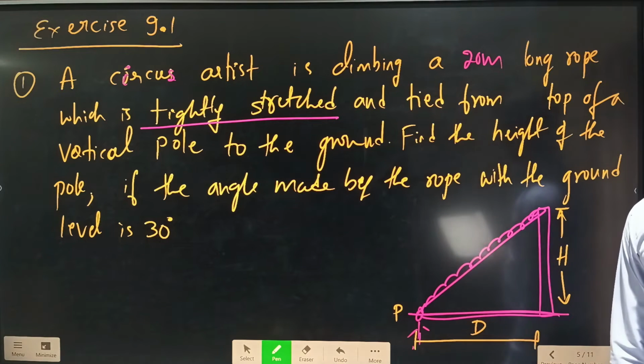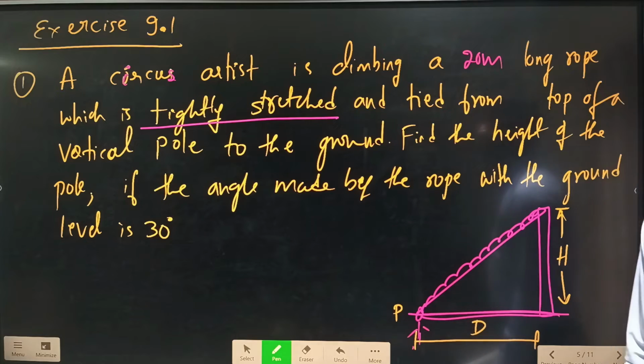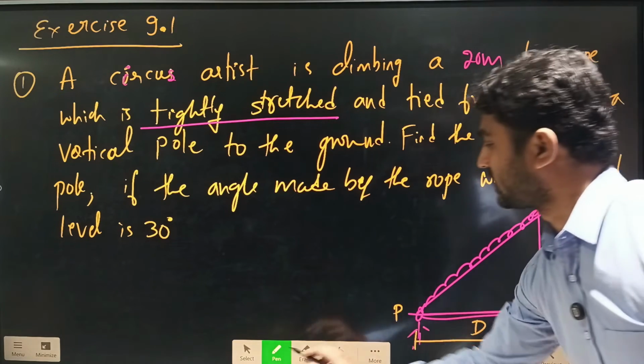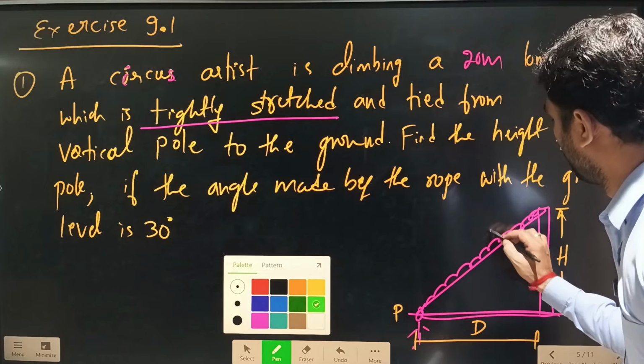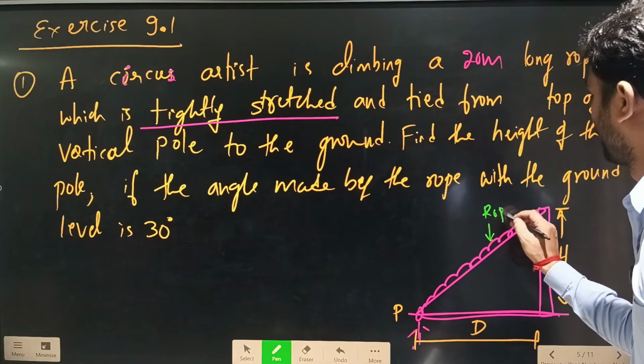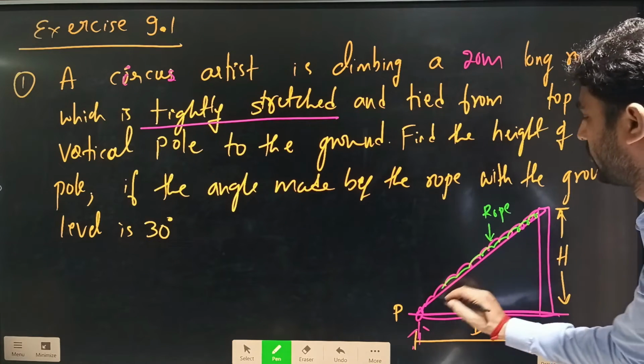I hope it's clear. Now what is the angle? What has he said? What is the length? This is a rope, no? Let me consider this, I have called it a rope. This is a rope. Okay.